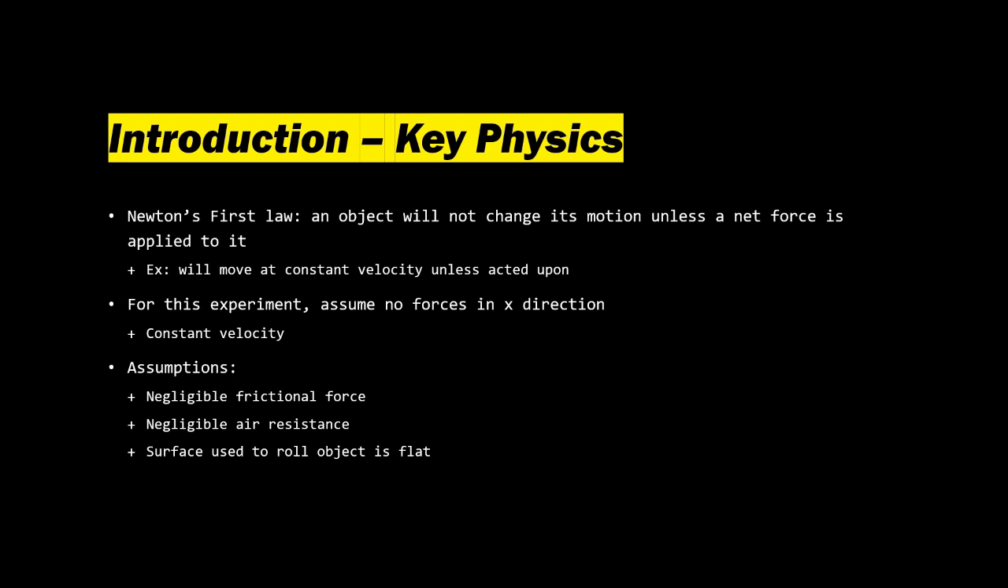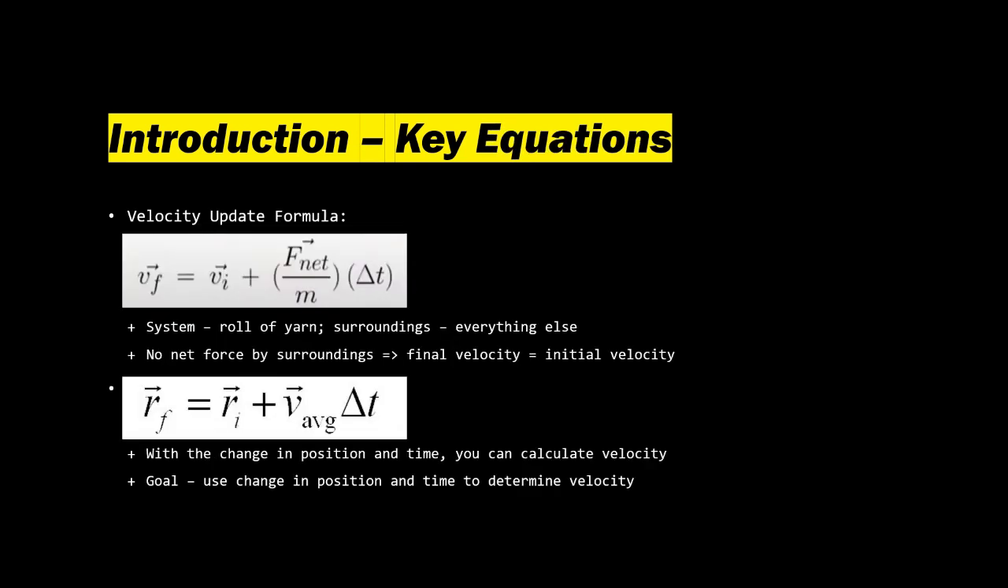And then for this experiment, I assumed, like I said, no forces in the x direction, so I assumed a constant velocity. And I also assumed negligible frictional force, air resistance, and that the surface used to roll the object was flat, because if the table was slanted, then the object would accelerate due to the gravitational force.